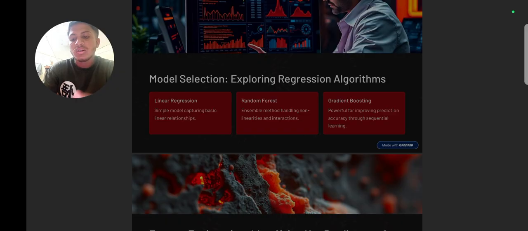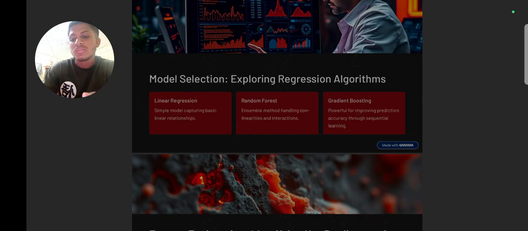The third one, ridge regression. Ridge regression is a form of linear regression that includes an L2 regularization term. It adds a penalty to the regression coefficients, which helps to prevent overfitting by shrinking the coefficients, especially in high-dimensional datasets with multicollinearity, meaning high correlation between features.